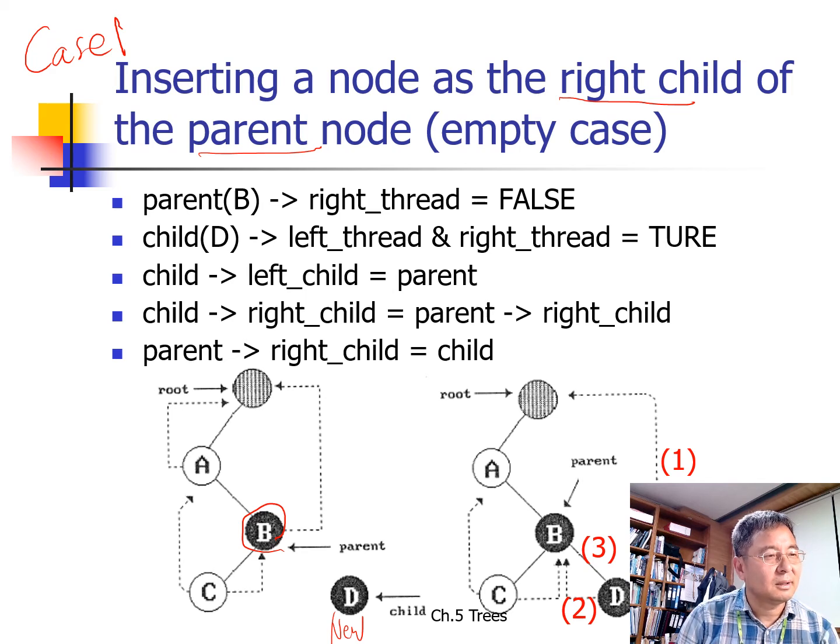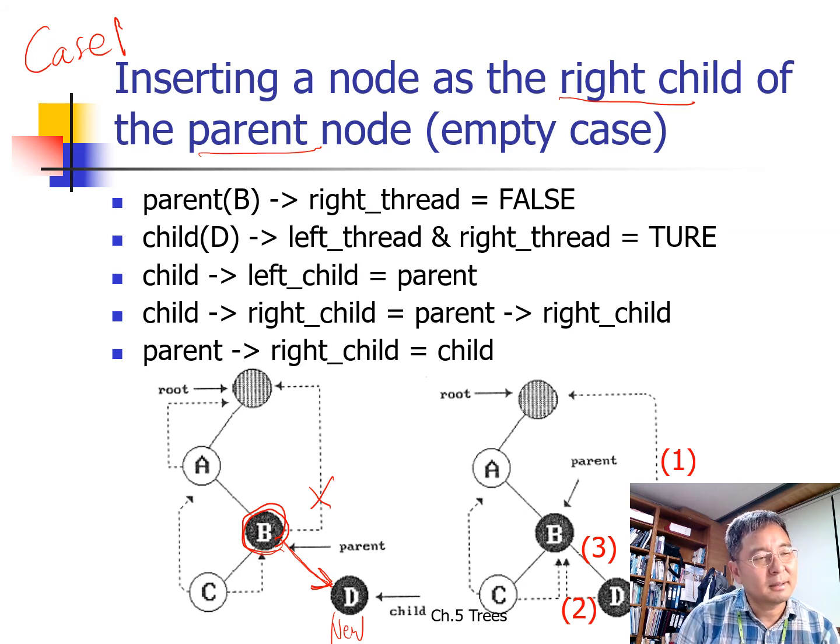Now this is connected. B's right thread becomes false from true, so this thread is not used. The dotted line means a thread, but the thread is not used at the B node if we insert a new node as the right child of B.